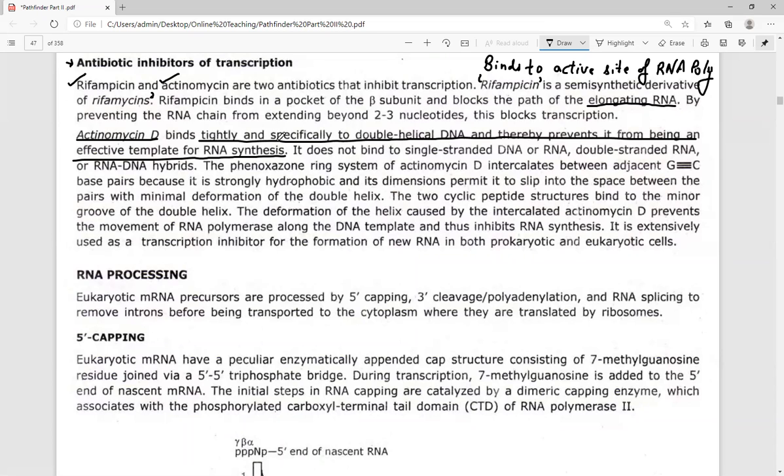Now, where does actinomycin D bind? Actinomycin D intercalates between the adjacent GC base pairs. So it is going to move in between them because it is strongly hydrophobic and its dimensions permit it to slip into the spaces between the two nitrogenous bases of the double helix. The two cyclic peptide structures bind to the minor groove of the double helix.